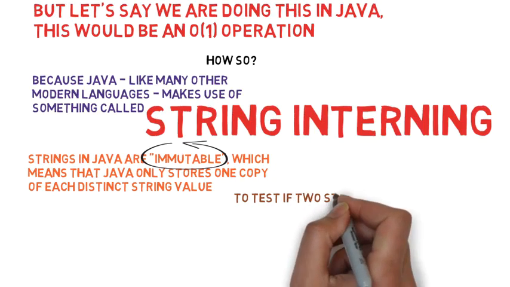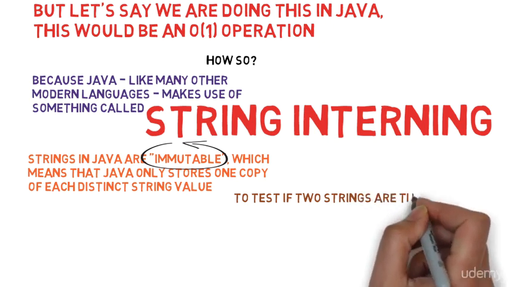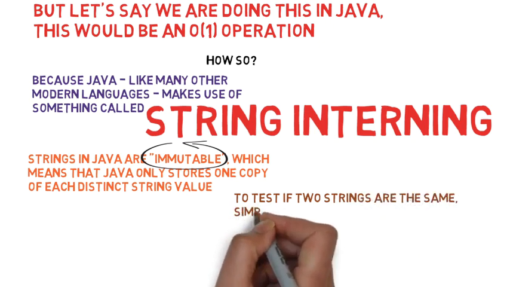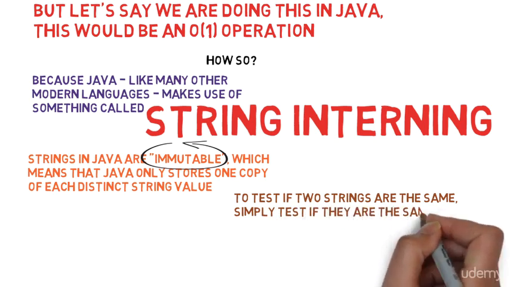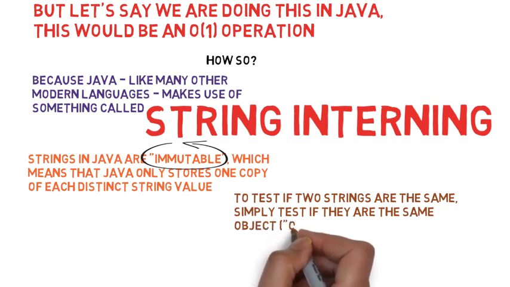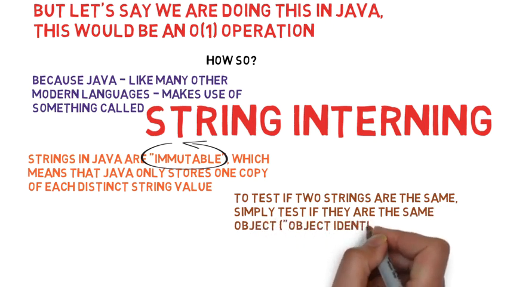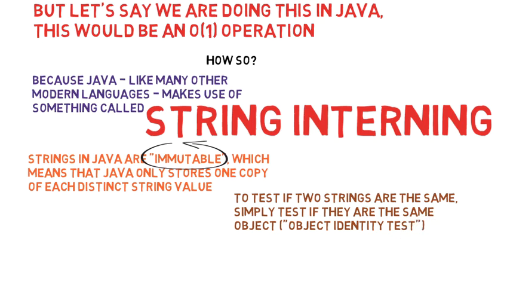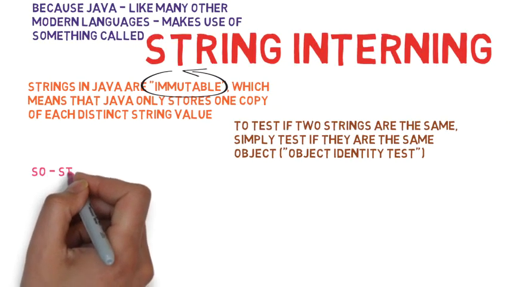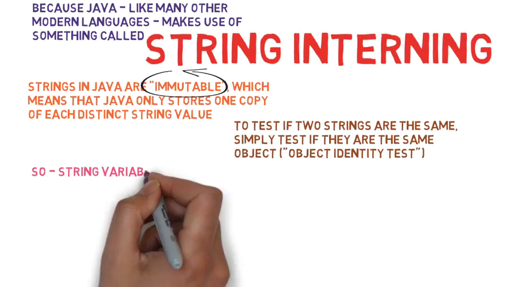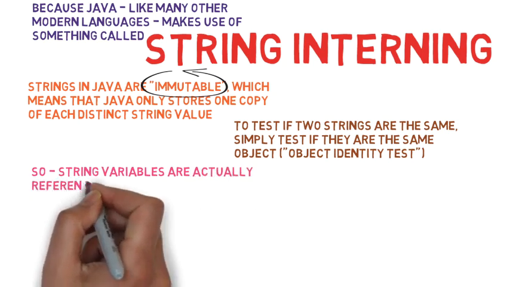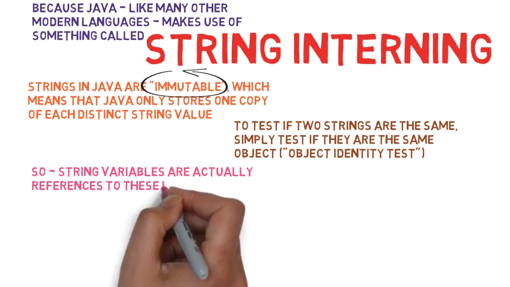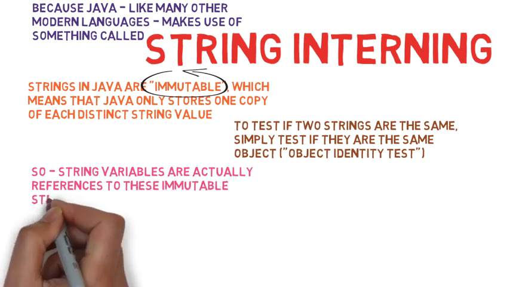Now, how do we test whether two strings are equal? The thing to do to test for equality between two strings is to simply test if they are the same object. All equal strings, or all strings with the same values, point to the same location in memory, which is where Java has stored that string with that distinct value. All you need to do is the object identity test to test for string equality. Since string variables are actually references to these immutable strings, the object identity test is enough.